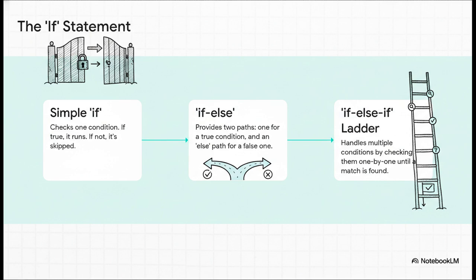You get if-else, which gives you a fork in the road, a clear choice between path A and path B. And then you have the whole if-else-if ladder, which is like a whole series of checkpoints, perfect for when you need to check multiple different things one after another.